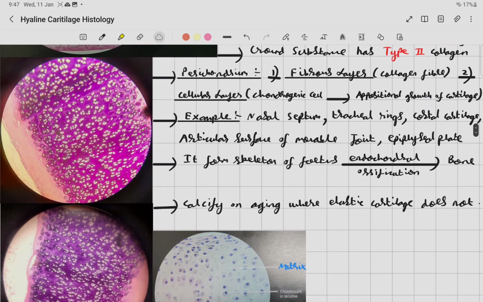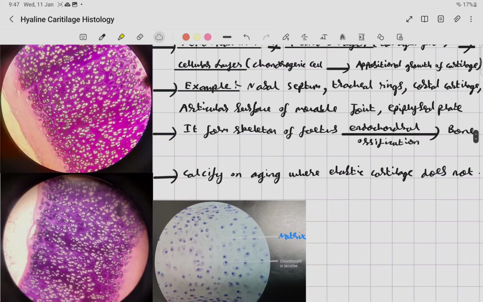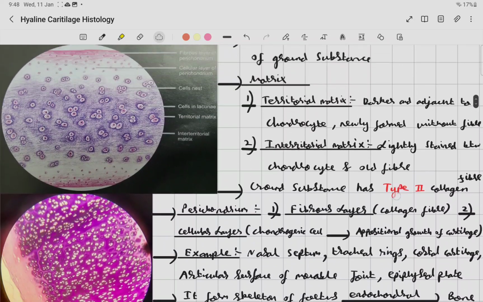It forms the skeleton of the fetus, then undergoes endochondral ossification and forms bone. It calcifies on aging, whereas elastic cartilage does not calcify on aging. So let's revise it again.